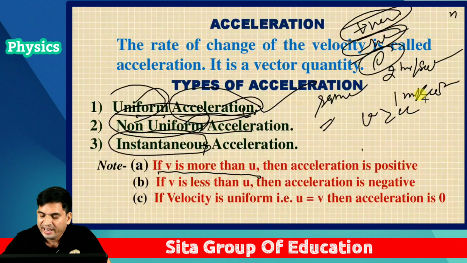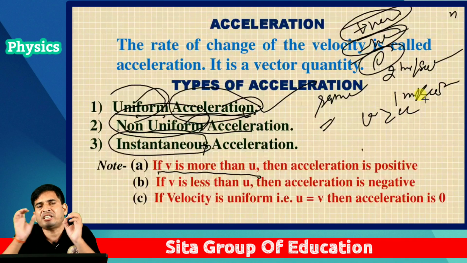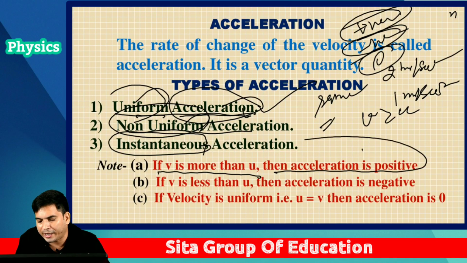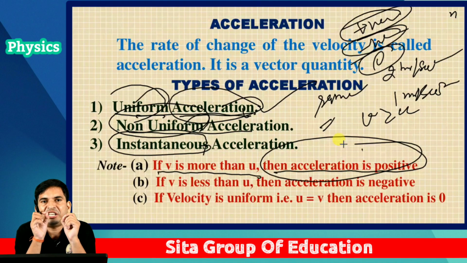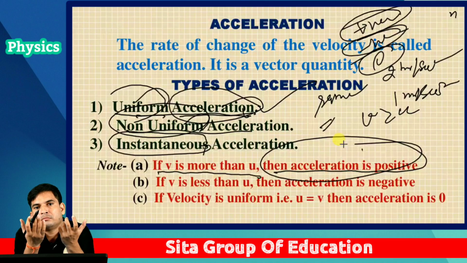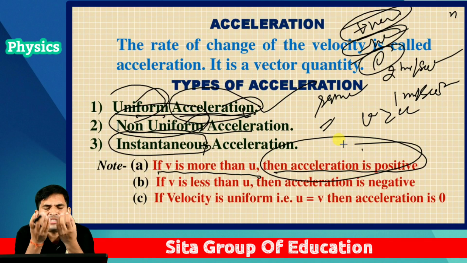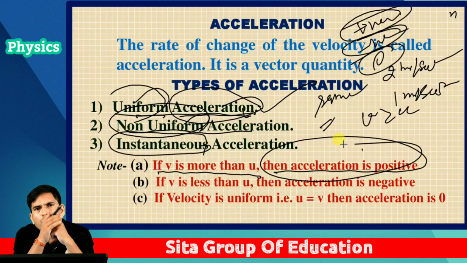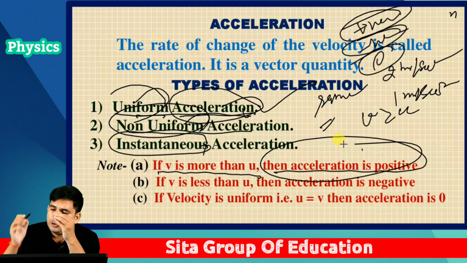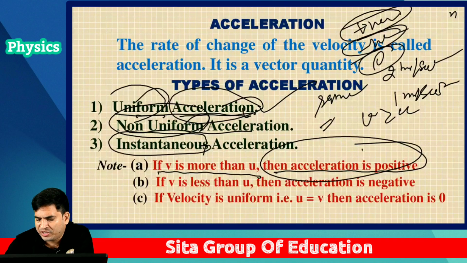In such a case, acceleration is positive. How can it be? Let us start with one example. Suppose that you are at your home, you want to purchase something from the market, and you have just started your journey from your home. This is the position, suppose A, and your initial velocity is 0 or more than that.